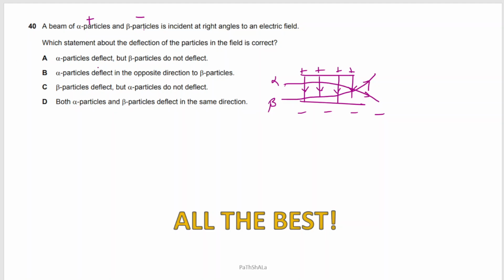So alpha particles deflect, yes. Beta particles do not deflect, no, they will also deflect. So this cannot be the answer. Alpha particles deflect in the opposite direction of beta particles, yes. Beta particles deflect, alpha particles do not, no, both will deflect. Both alpha and beta deflect in the same direction, not possible because they have different charges.